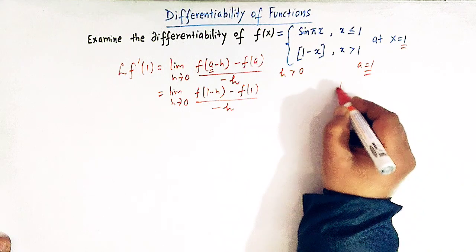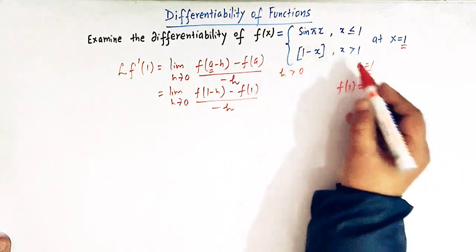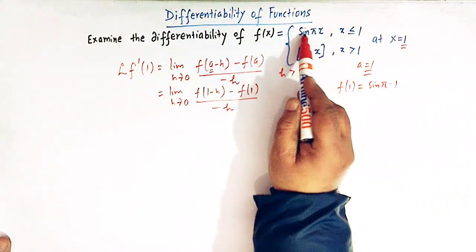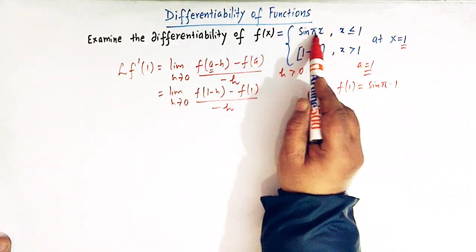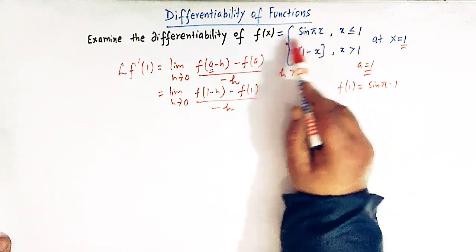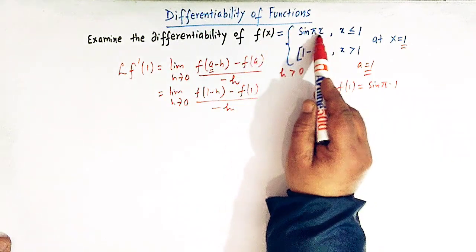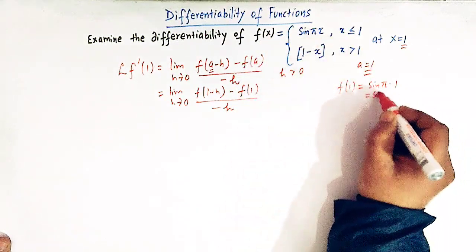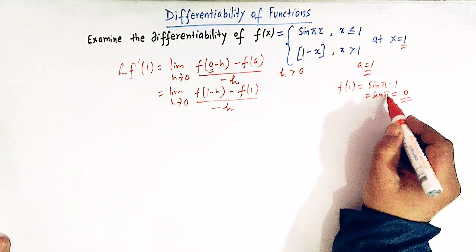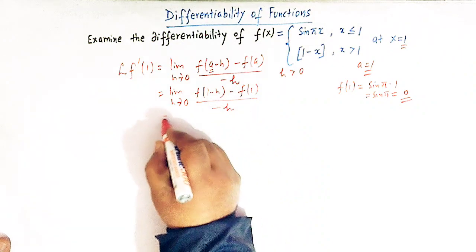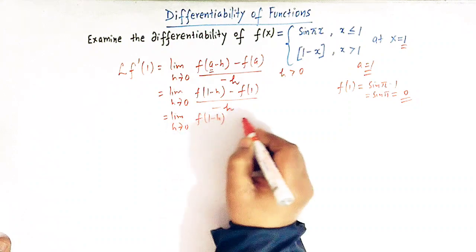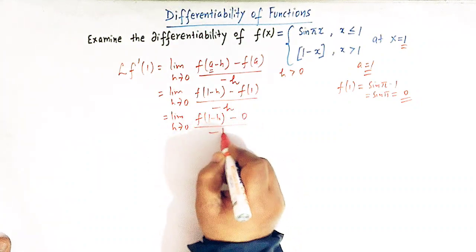Now f of 1 is equal to sine of pi times 1, because the function is defined as sine of pi x when x is less than or equal to 1. So f of 1 can be obtained by taking x equal to 1. So we have sine of pi that is equal to 0. So sine 180 degrees is equal to 0. So here we have limit h tends to 0 of f of 1 minus h minus 0 divided by minus h.